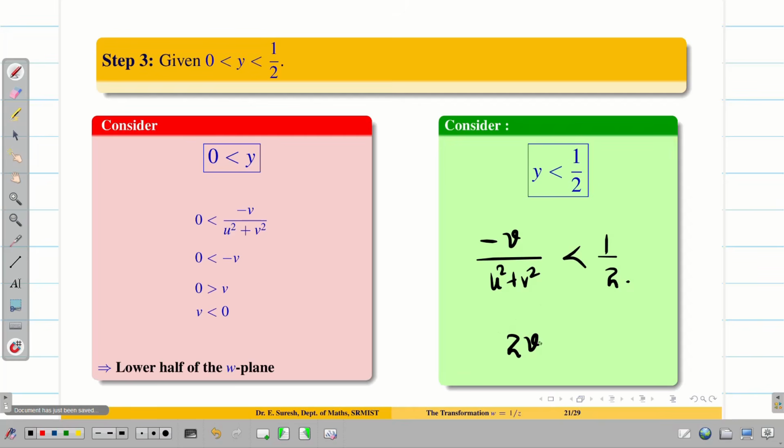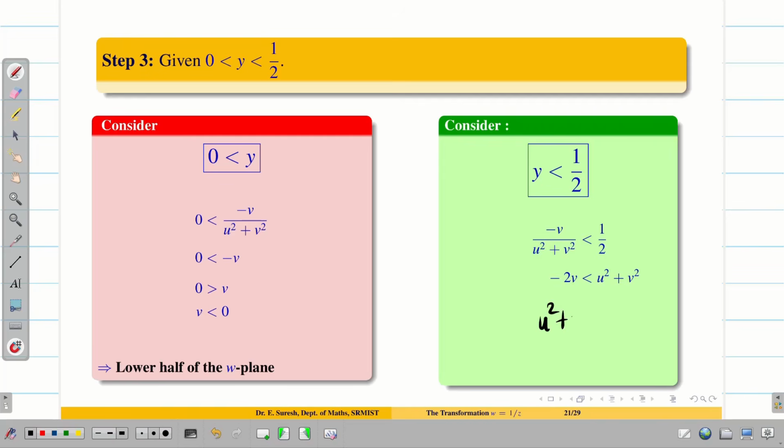Cross multiplying this, we get minus 2v less than u square plus v square. Rewriting this, u square plus v square is greater than minus 2v. Finally, we can write u square plus v square plus 2v greater than 0.